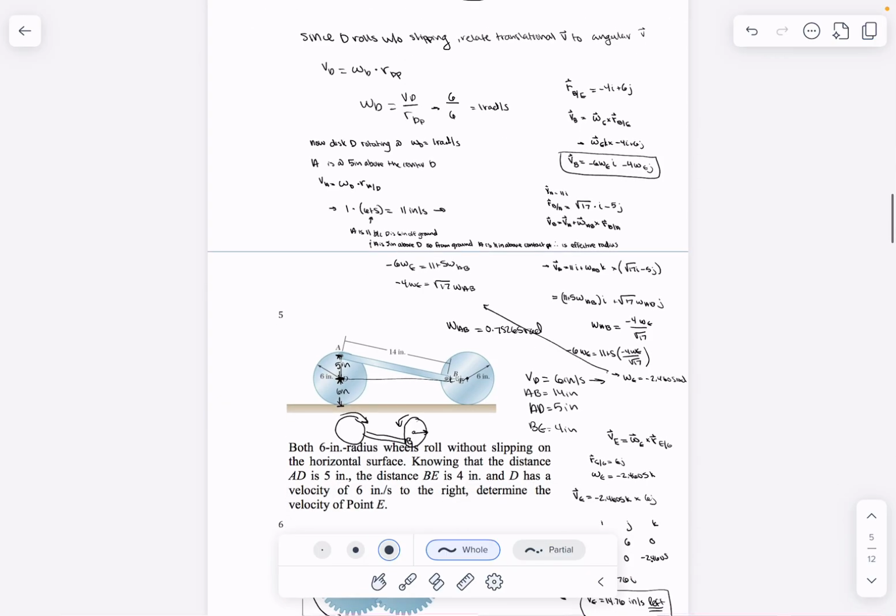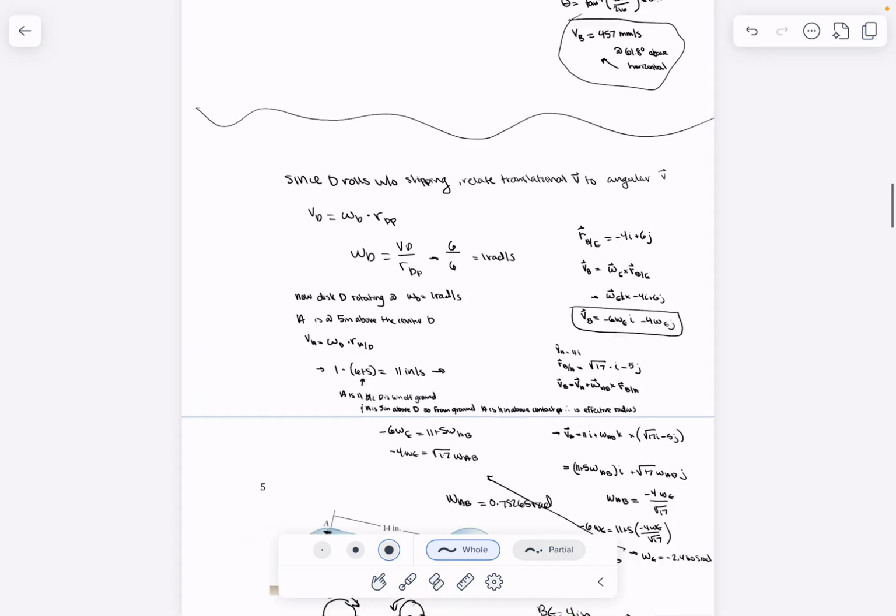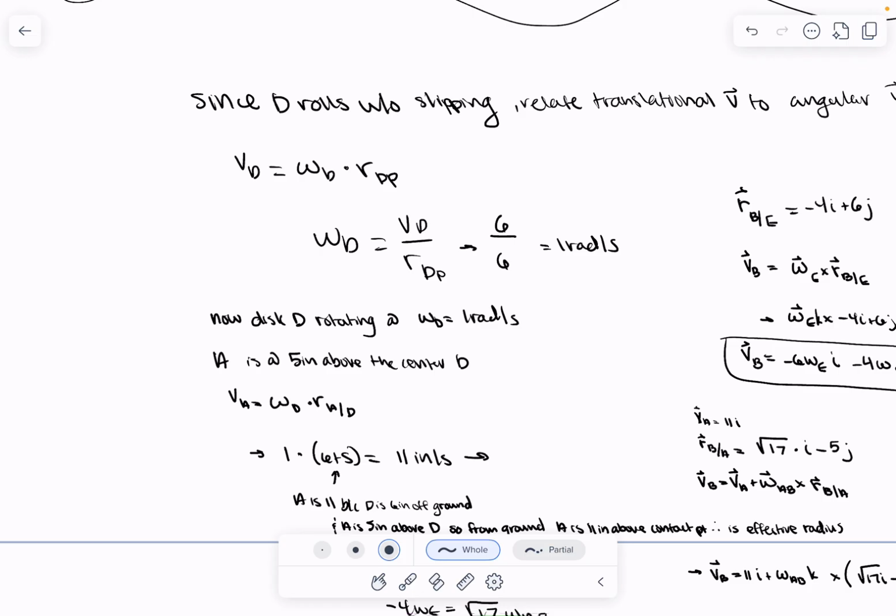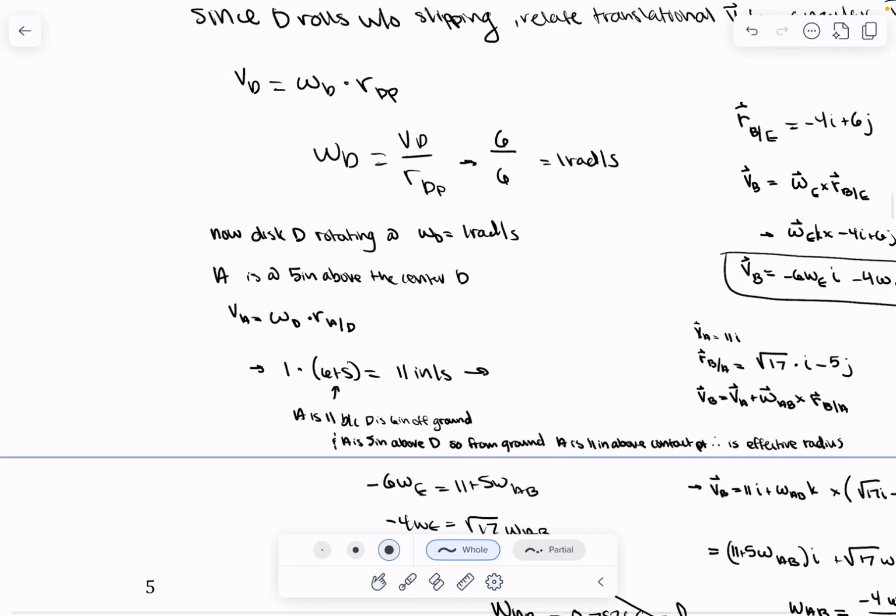All right. So both 6-inch radius wheels roll without slipping on the horizontal surface. Note that the distance AD is 5 inches, the distance BE is 4 inches, and D has a velocity of 6 inches per second to the right. Determine the velocity of point E. So since D rolls without slipping, you can relate the translational velocity to the angular velocity. So we come up with this equation here, and we get our angular velocity of D is 1 radian per second. So we now know that it's rotating, and A is 5 inches above the center of D.